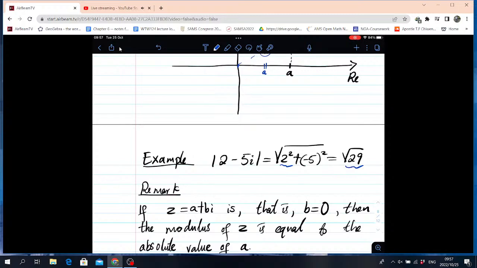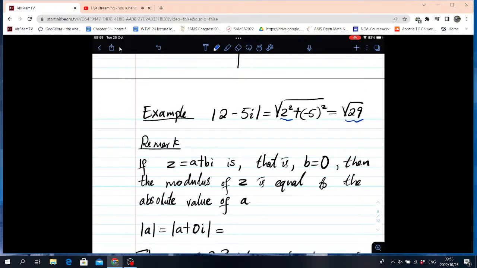Remember that complex numbers are an extension of real numbers. So what we want to check is, do we still get the same result if we're dealing with a real number? Is the definition of the modulus of a complex number consistent with what we already know, which is the absolute value of a real number? It turns out it is consistent. If z is equal to a plus bi is real, that is, if b, the imaginary part, is 0, then the modulus of z is equal to the absolute value of z.